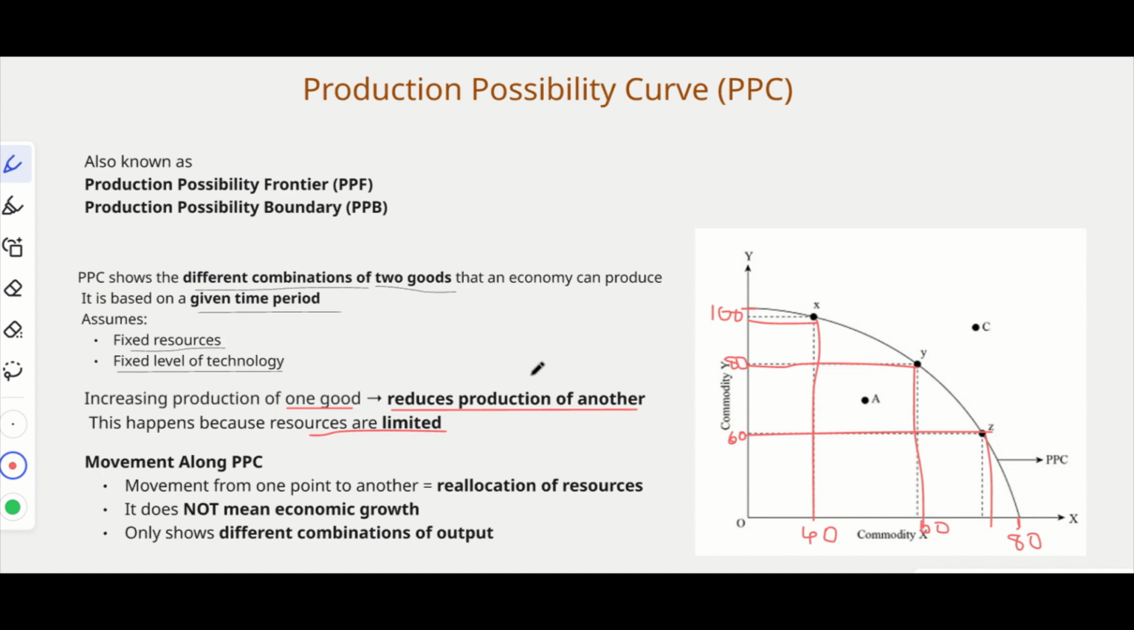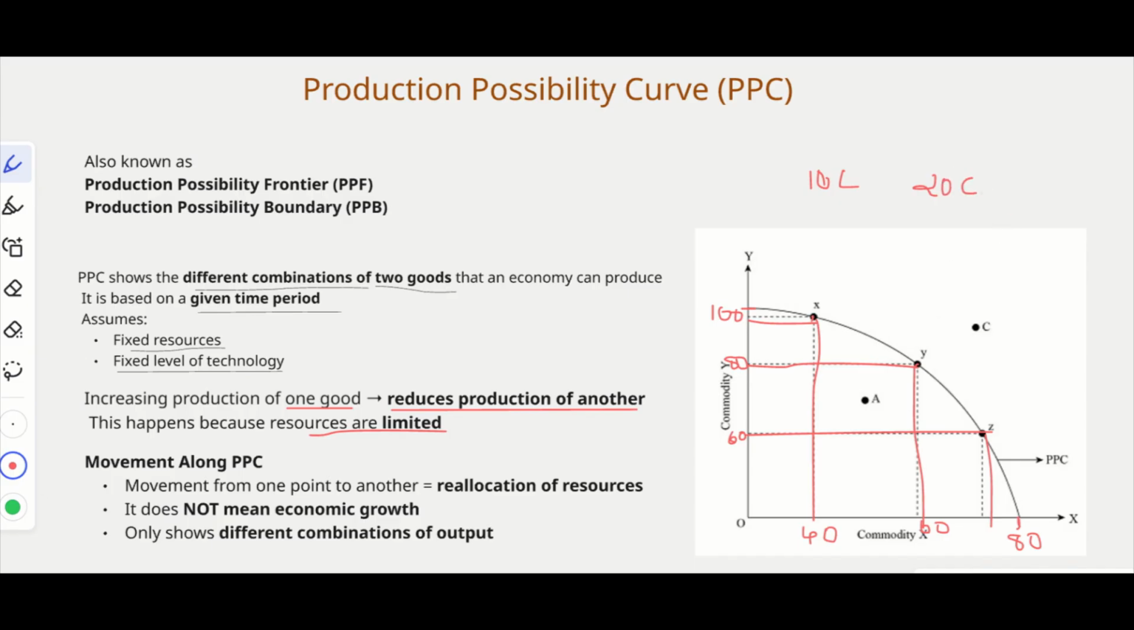Even though our technology is advanced, even though we have more labor and all the resources, they are limited. So the movement from one point to another shows the reallocation of resources. From X to Y, the resource allocation is clearly stated. For example, to produce 100 units of commodity Y, I need around, let's assume, 10 labors, and it will take around 20 units of capital.